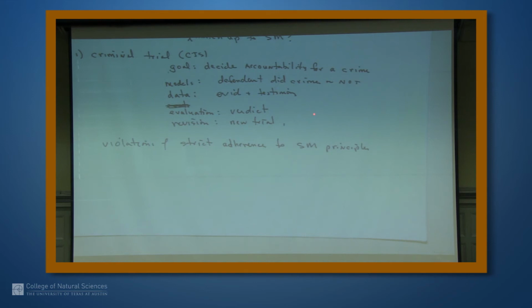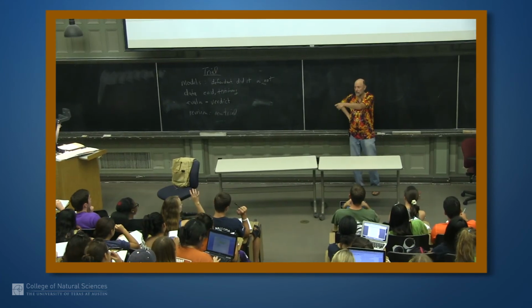What are violations of strict adherence to scientific method principles that you can think of? If we were to go at a criminal trial the same way we go after cures for cancer or vaccine development, what would differ in the way we go about deciding someone's guilt or innocence? You still want to say something? Well, I'll let you go.